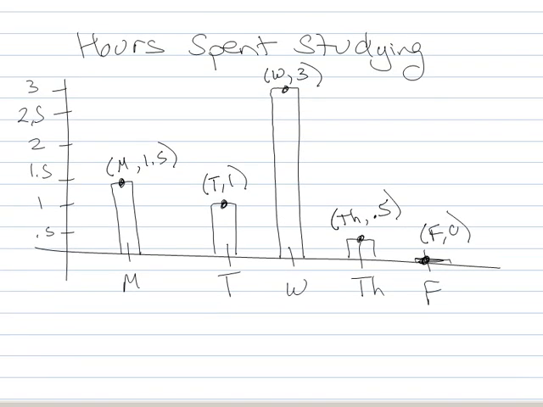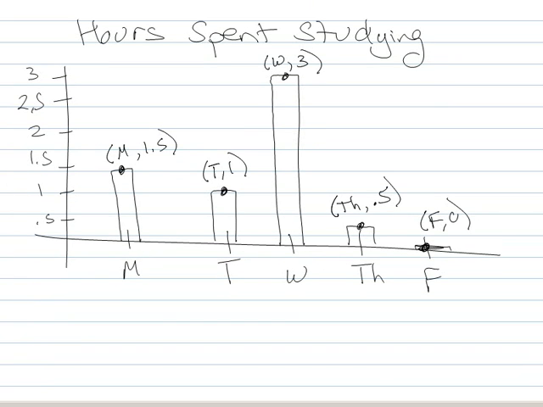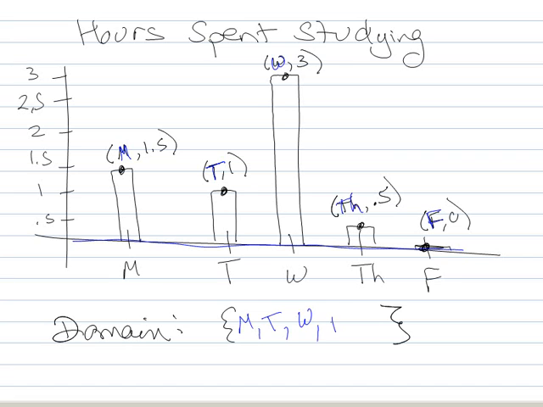So in this completely in no way contrived example, I want to talk about what the domain is. The domain is all the x values. The domain is anything that happens along this line. So any x value, anything that's in the x position is considered an element of the domain. So our domain here is going to be Monday, Tuesday, Wednesday, Thursday, and Friday.